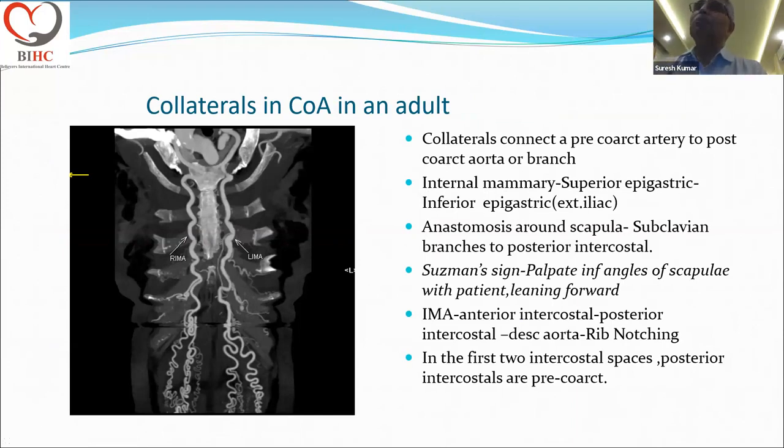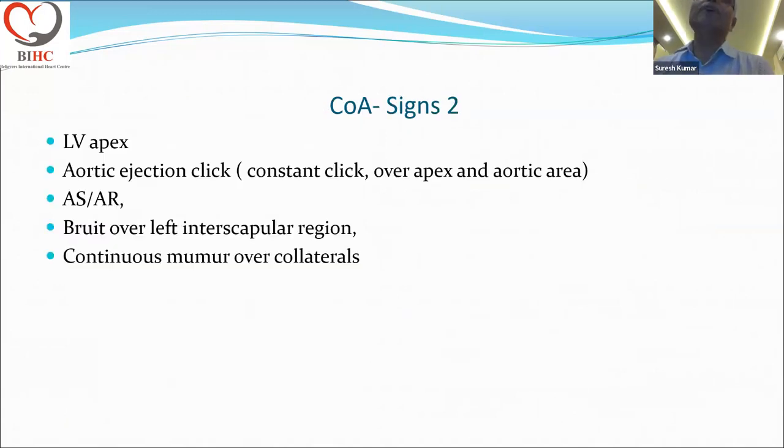Or there is anastomosis around the scapula, which is between subclavian branches and the posterior intercostals. Remember the old teaching about the Suzman sign, where you ask the kid to touch his toes, kneeling forward, looking downward, and you palpate the inferior angle of the scapula. In the X-ray, you look for rib notching. Remember, the rib notching is from the 3rd to 7th space. In the first 2 intercostal spaces, the posterior intercostals are pre-coarct, and that's why you don't find any rib notching. Then you find a left ventricular apex, an aortic ejection click, evidence of aortic stenosis and aortic regurgitation, a bruit over the left interscapular area, and a continuous murmur over the collaterals.